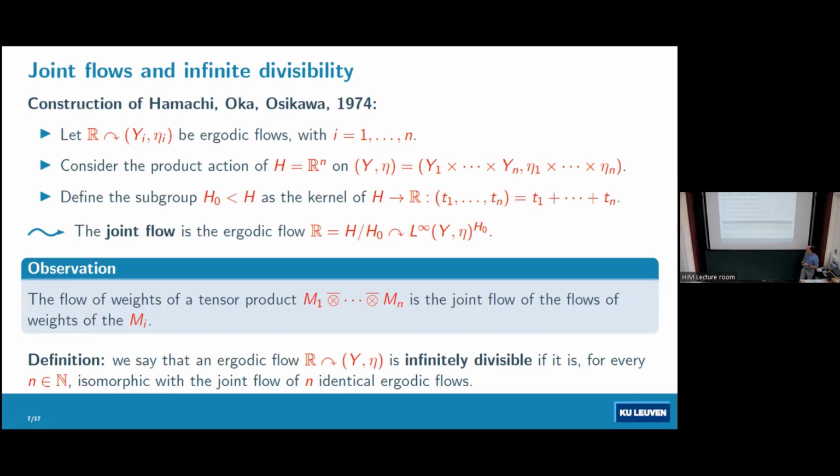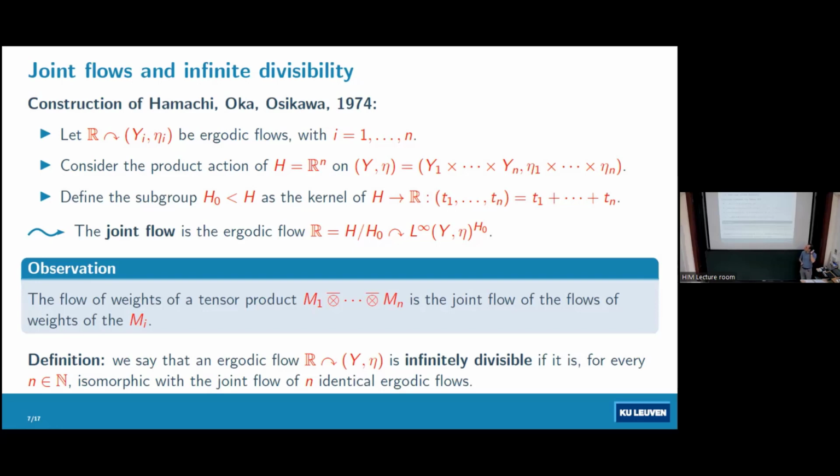And then in view of the von Neumann algebra literature, it's quite natural to say that an ergodic flow is infinitely divisible if for any n it happens to be isomorphic to the join of n identical copies of a certain flow. So in terms of the injective type III_0 factor, it means that your factor M can be written as a tensor power of a given type III_0 factor, where the tensor power can be as large as you wish. So that's the definition of the joint flow and this notion of infinite divisibility.